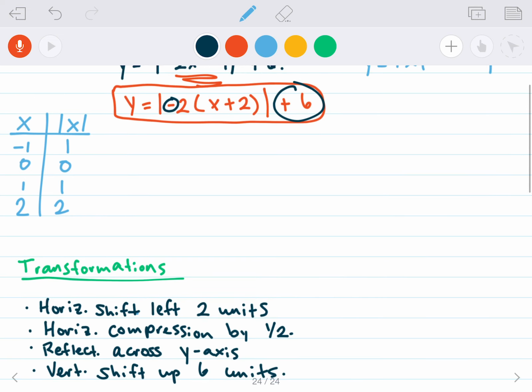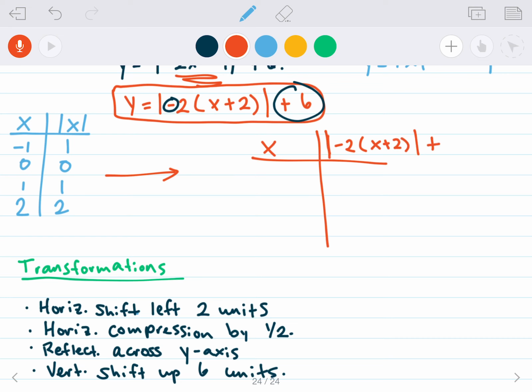Okay. All right, so let's get my transform table going. So I have x, and then I have -2x plus 2 in absolute value bars, and then that +6 on the outside is my output here. Okay, so what's happening to my x values? Well, I'm going to be multiplying my x values by -1/2, and I'm going to be taking away 2 from them because of this guy right here. Right? It's always opposite of what you think.